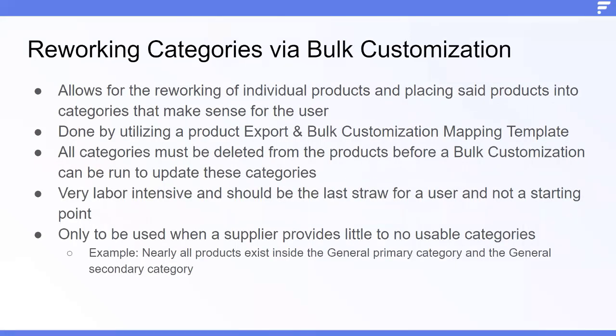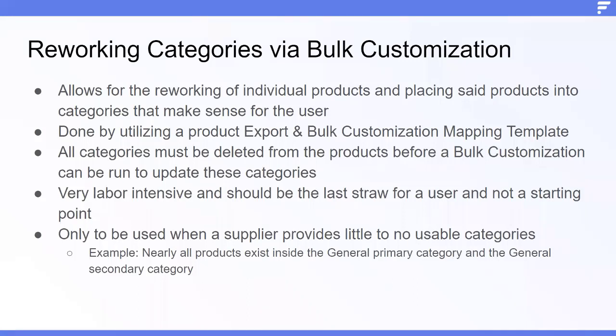to do that. Now, the last way to handle categories is to rework via a bulk customization. And this allows for the reworking of individual products and placing said products into categories that make sense for the user. This is done by pulling a product export from your Flexpoint account and a bulk customization mapping template. All categories have to be deleted from the products before the bulk customization can be run.